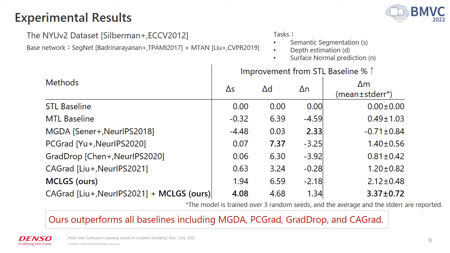The next slide shows experimental results. The first result is on the NYU V2 dataset, which contains 3 tasks of semantic segmentation, depth estimation, and surface normal prediction. As shown in the table, MCLGS achieved 2.21% task average improvement from the STL baseline, and it outperforms all baselines including MGDA, PCGrad, GradDrop, and CAGrad. Additionally, the combination of MCLGS and CAGrad achieved the best result of 3.37% improvement.